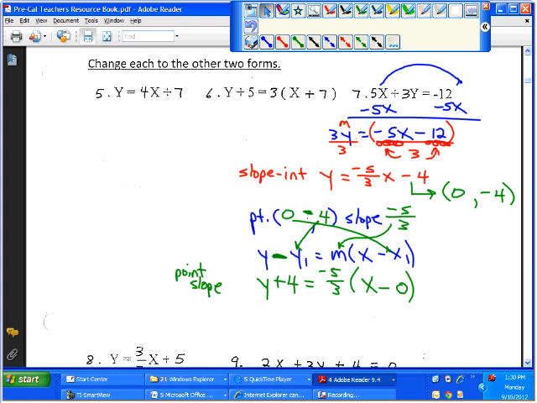We started with standard. We moved to slope-intercept. That gave us a point and the slope to plug into point-slope. Okay?